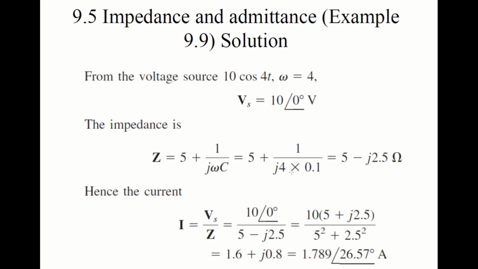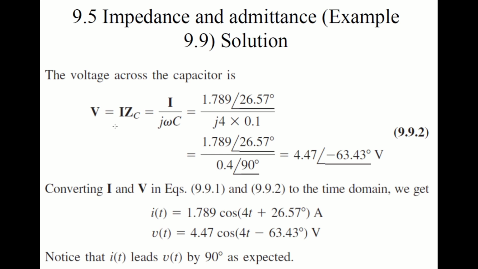So you just add up these two values and you get 5 minus j2.5 ohm. Because it's 1 over j, that's why you get minus j over here. Hence, the total current going through the circuit is I equal to Vs over the total impedance Z. You insert these two values in the equation and you get this value at the end, 1.6 plus j0.8 ampere.